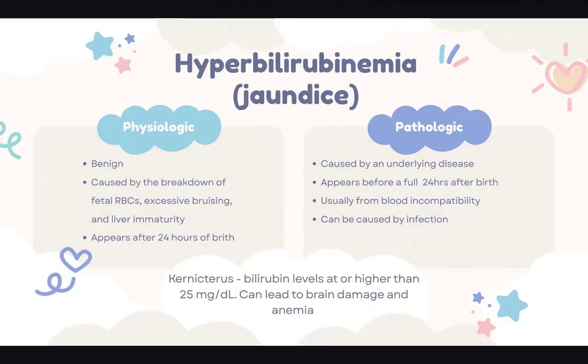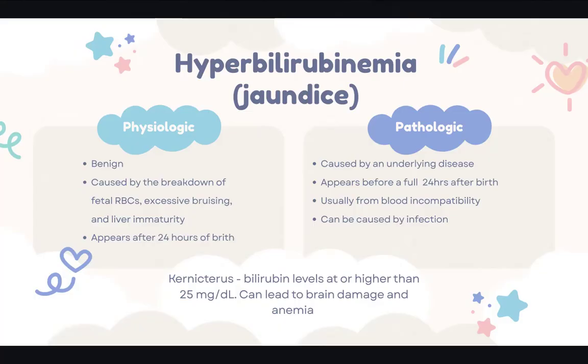Physiologic is going to be benign, again, caused by the breakdown of fetal red blood cells, excessive bruising, and even because they have immature livers. And it's going to happen after they've been out of the womb for 24 hours. So after that 24-hour period, it's physiologic. If it's before 24 hours, it's pathologic. It's because of an underlying disease. It's going to appear before 24 hours. So normally, if it's pathologic, it's from blood incompatibility, but it can also be caused by an infection.